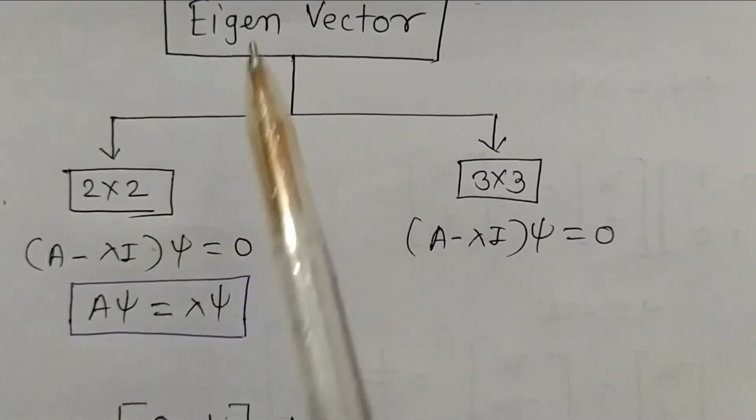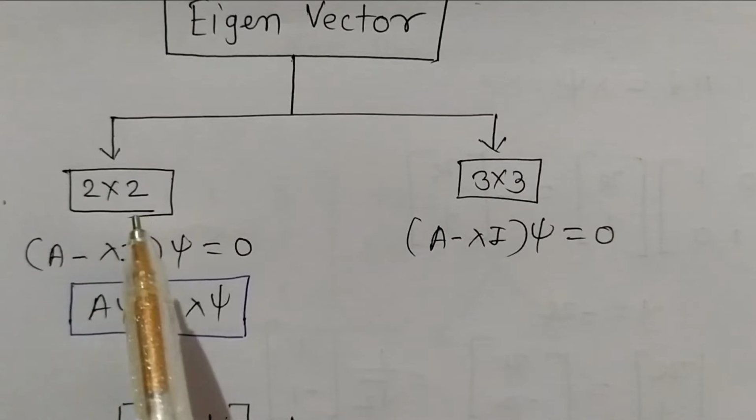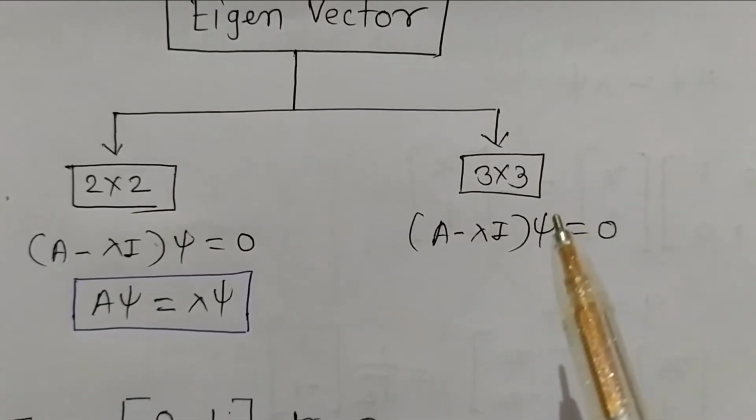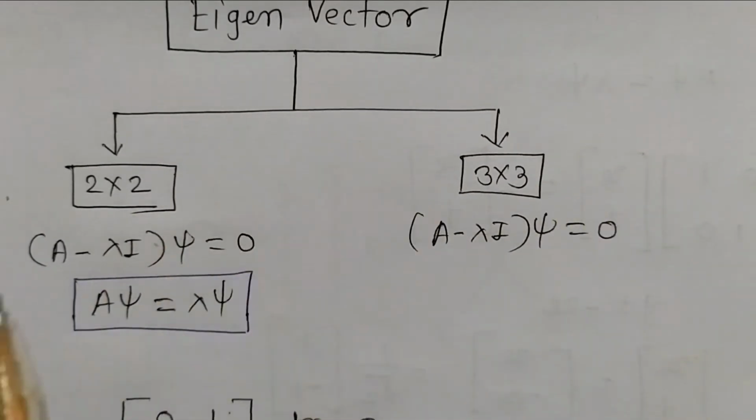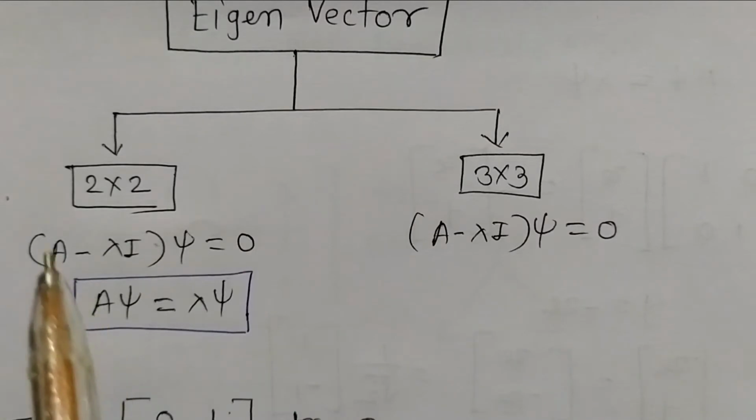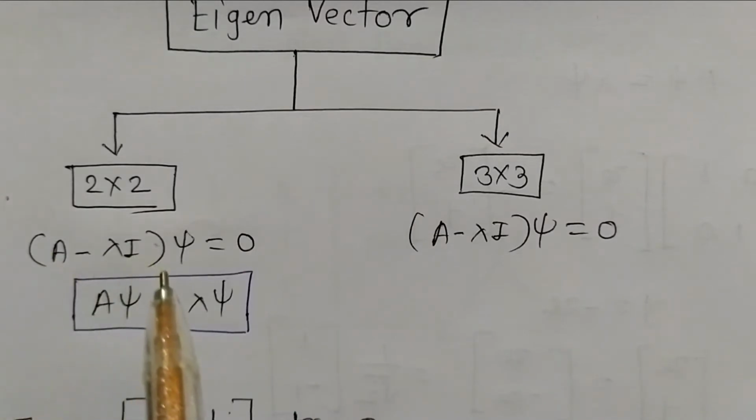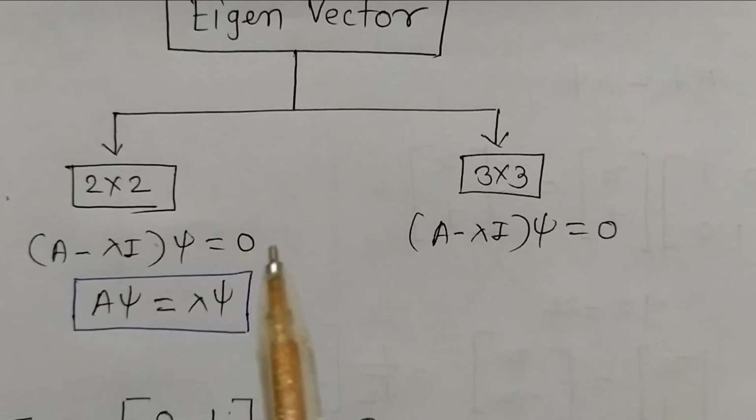Eigenvectors of the 2 by 2 matrix and 3 by 3 matrix. The characteristic equation for the eigenvector is (A minus lambda I) psi equal to 0. That is A psi is equal to lambda psi. This is the characteristic equation for the eigenvector.